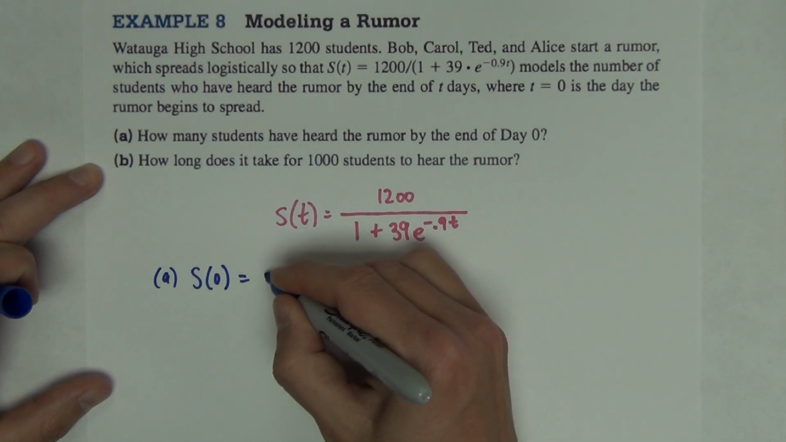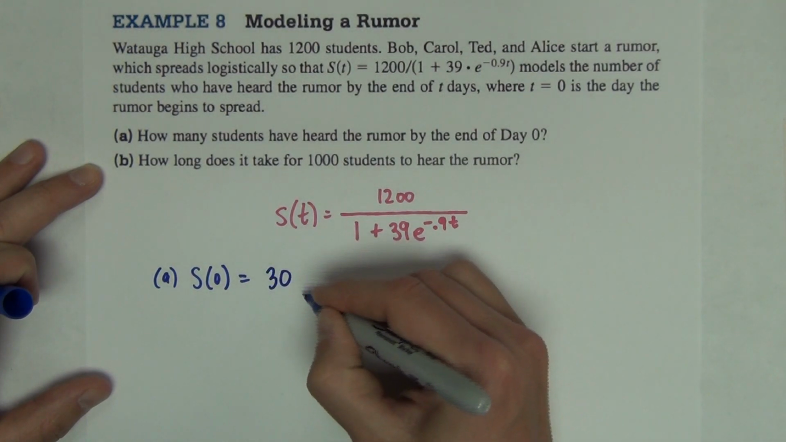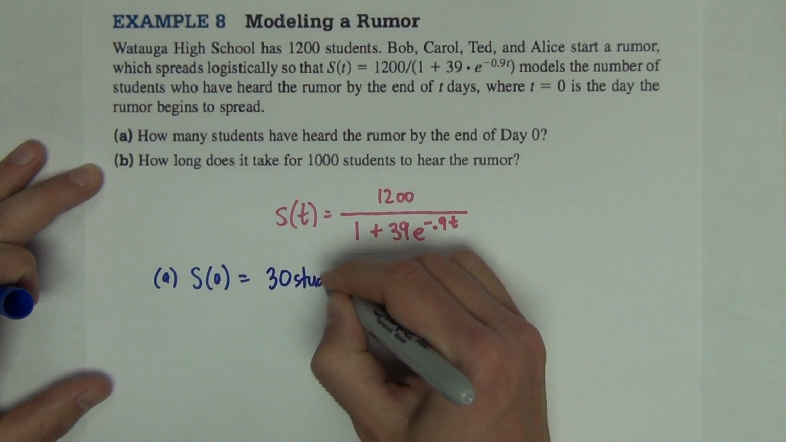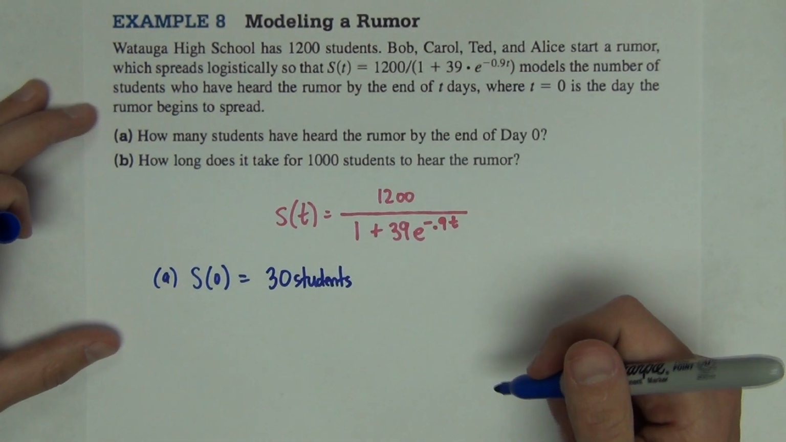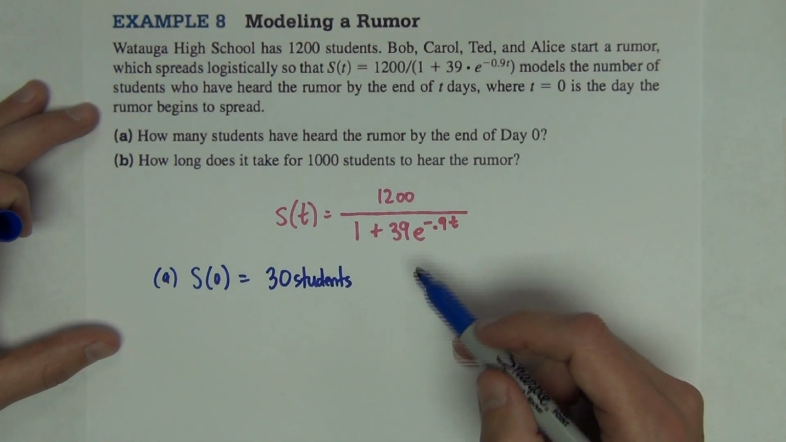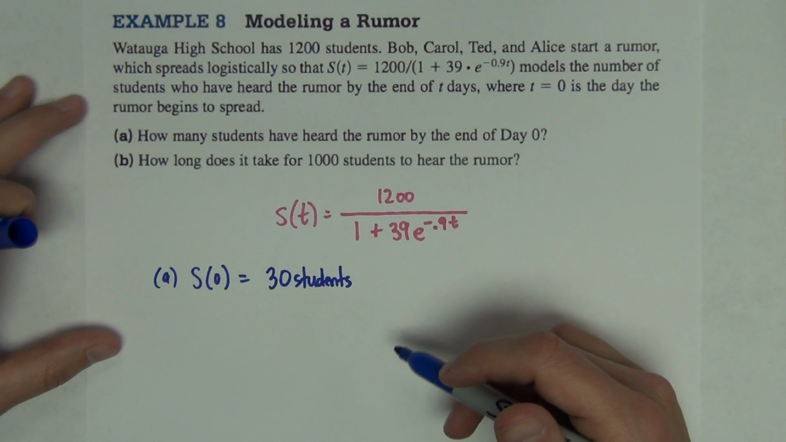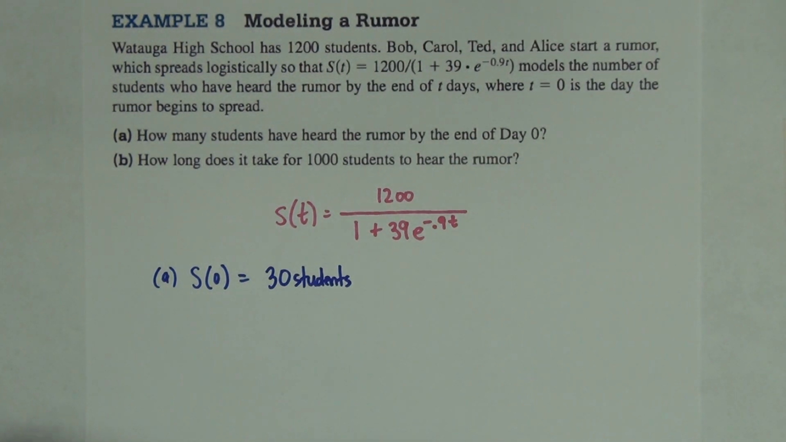And we get S of 0 is 30. 30 what? 30 students. Okay, so by the end of day 0, 30 students have heard this rumor. Now, how long does it take for 1,000 students to hear the rumor?